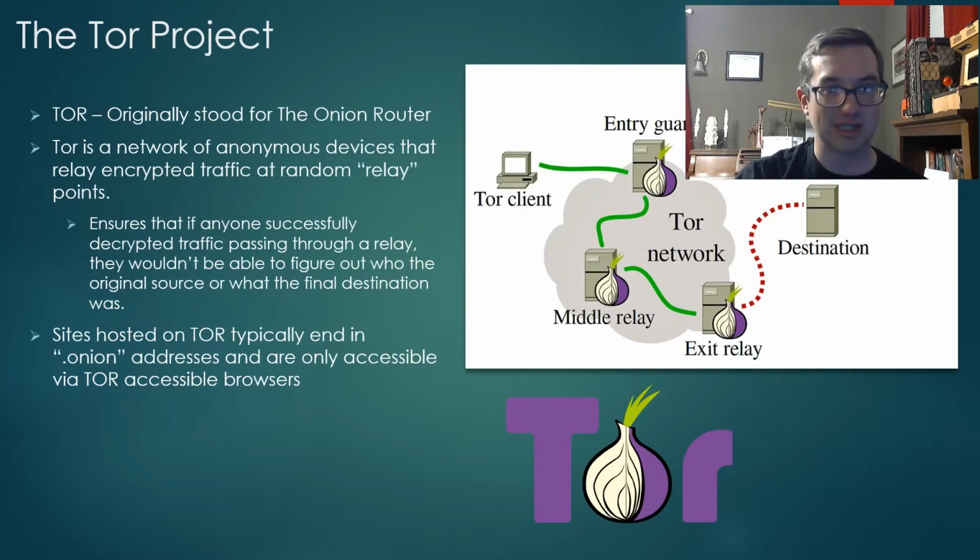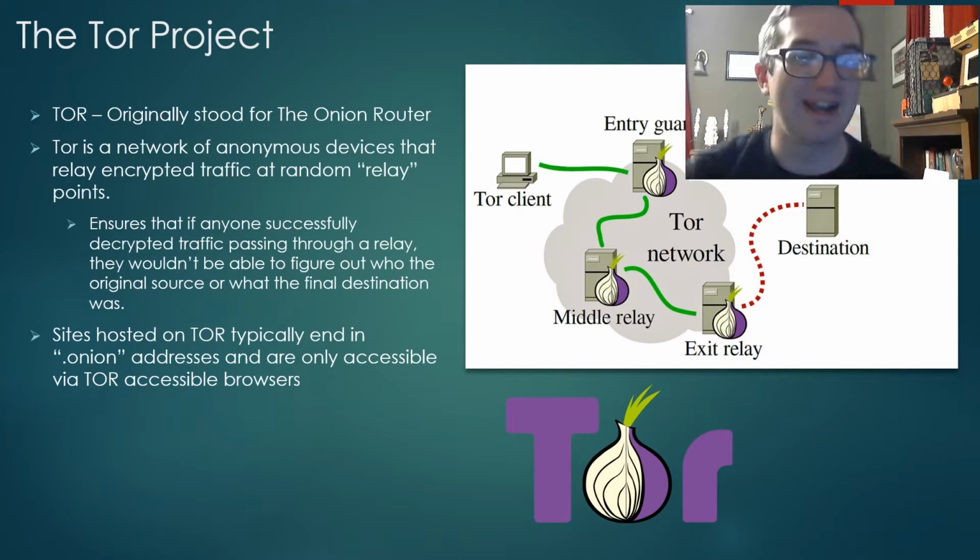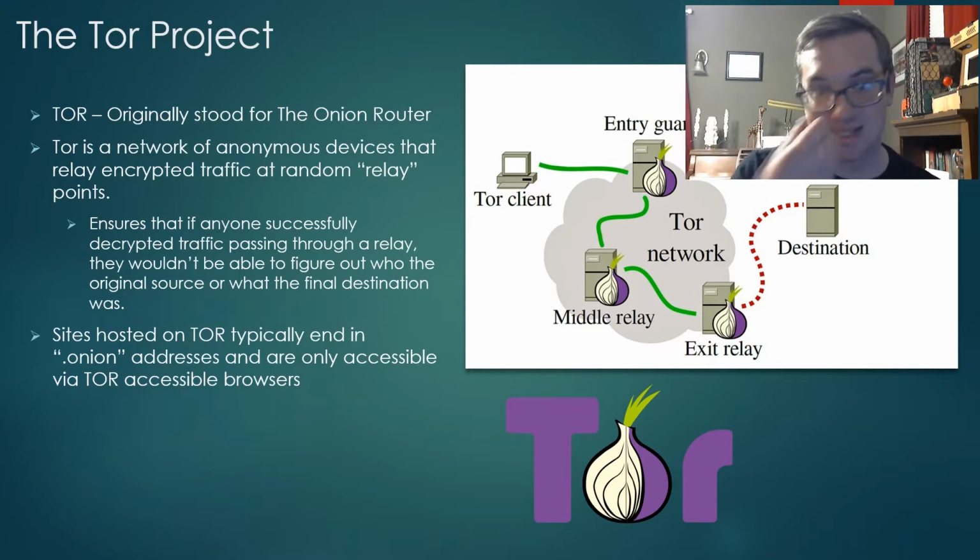Now, the Tor project is a little bit different. As I said earlier, it stands for the Onion Router, and it's a network of anonymous devices that relay encrypted traffic at random relay points. That's where the onion piece of the Onion Router comes in: each packet that's sent is encrypted in several different layers of encryption, and each layer points to the next relay that it's supposed to go to.